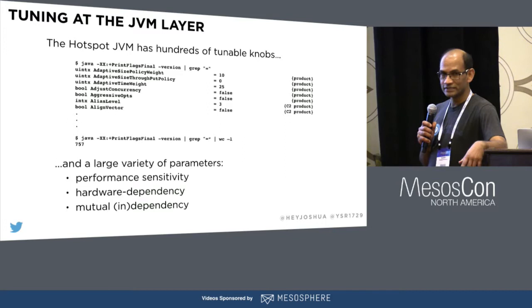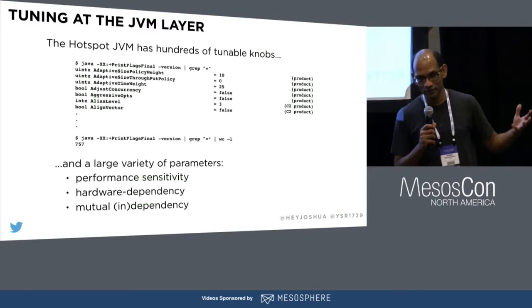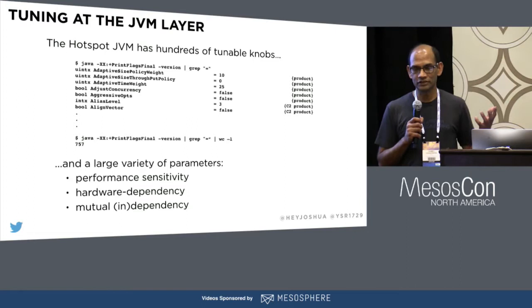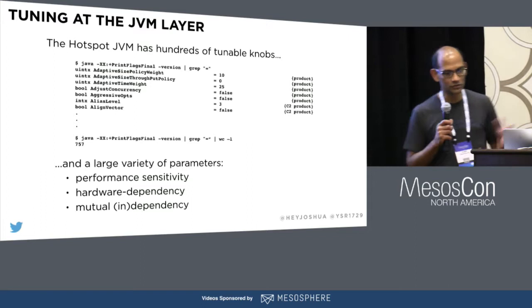So for example, I might say that, oh, I need a heap that is this big. And then once I have fixed that, it might be that the young generation has to be tuned after you've figured out what the size of the overall heap might be. So there's lots of interdependencies amongst the parameters.